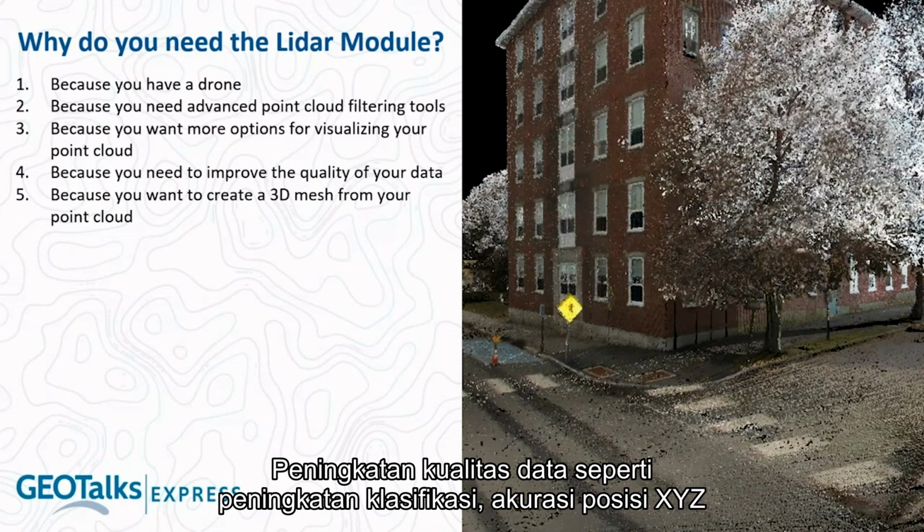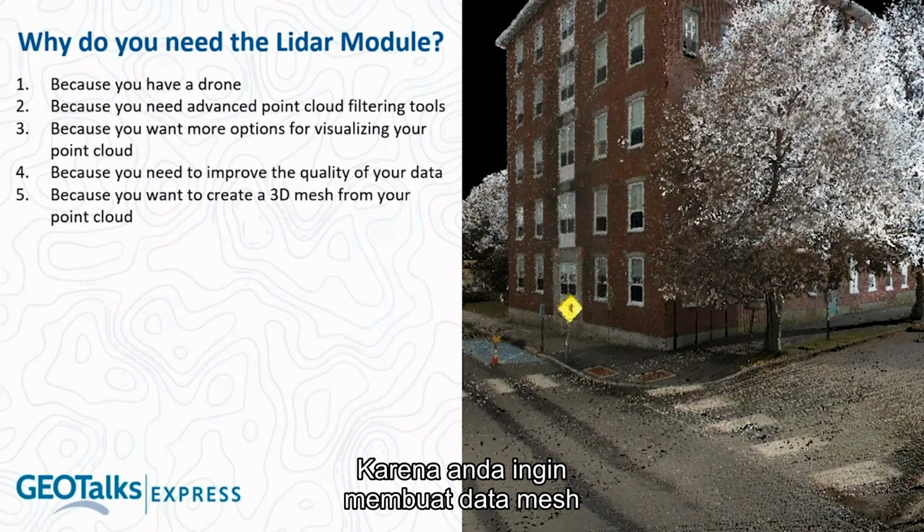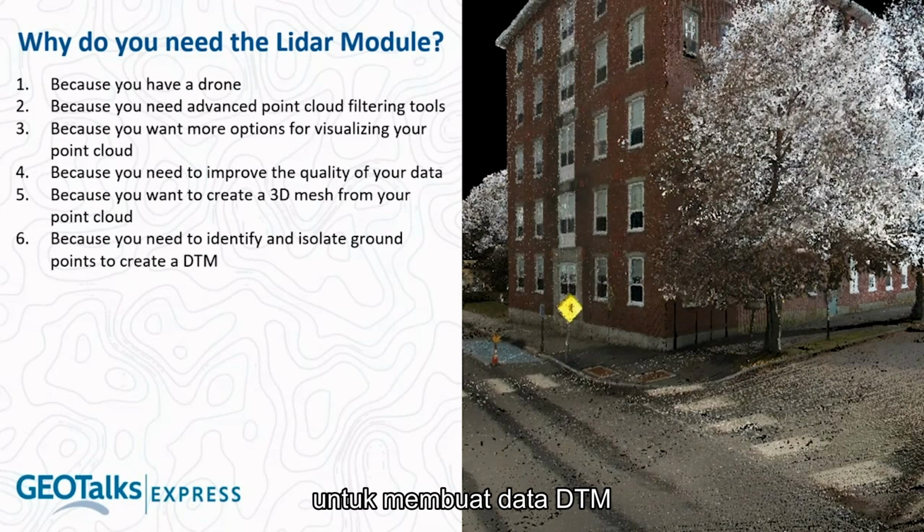Improving the quality, very generically, improving your classification, improving the accuracy, positioning, both on the X, Y, and Z axes. One of the examples we showed you just then with that best fit. And because you want to create a mesh. Okay, where do we go from here? This is an important one because you need to identify and isolate ground points, and you need to create a DTM.